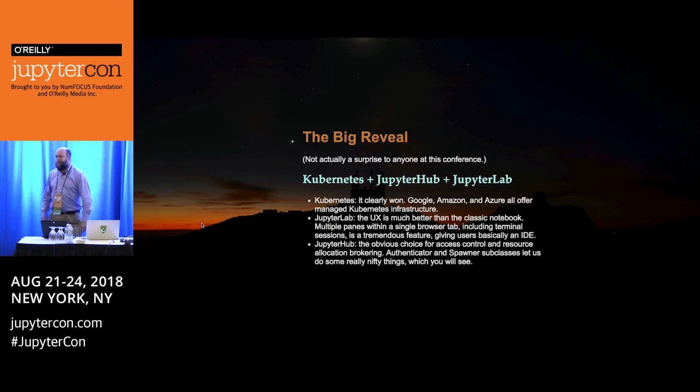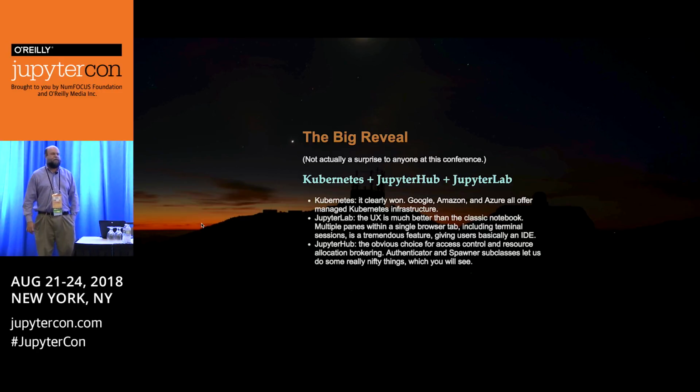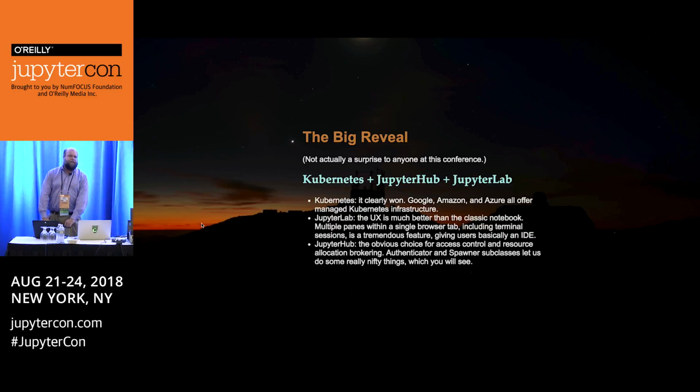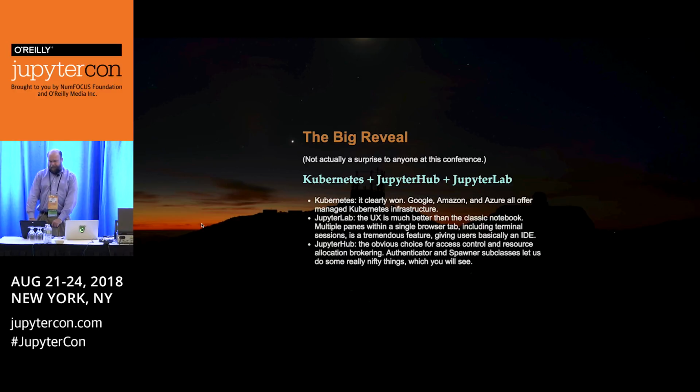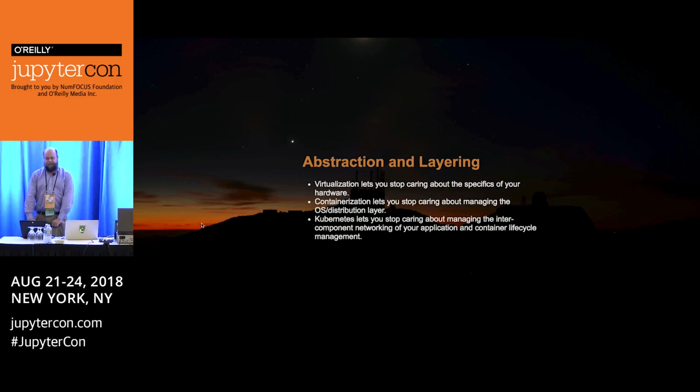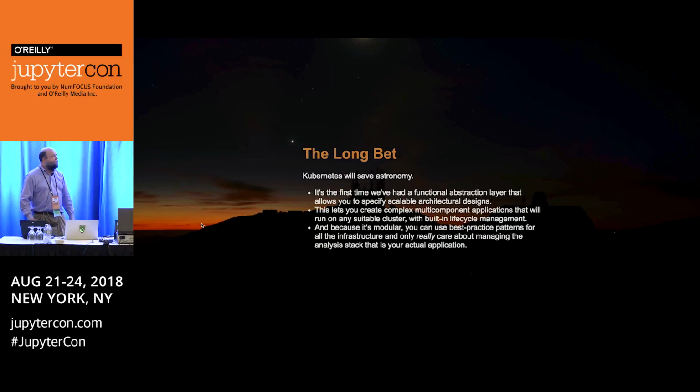And then JupyterHub is the obvious way to do brokering for authentication and user container dispatching. It's been nicely architected. The Authenticator and the Spawner let you do a whole bunch of really sophisticated stuff in terms of how you spawn containers for different users. So abstraction layering, essentially Kubernetes just takes you farther up the stack than we've been before. Not only do you not need to worry about hardware details, which would be virtualization, or distribution details, as containerization gives you, you also get to stop worrying about container lifecycle and intra-application networking.